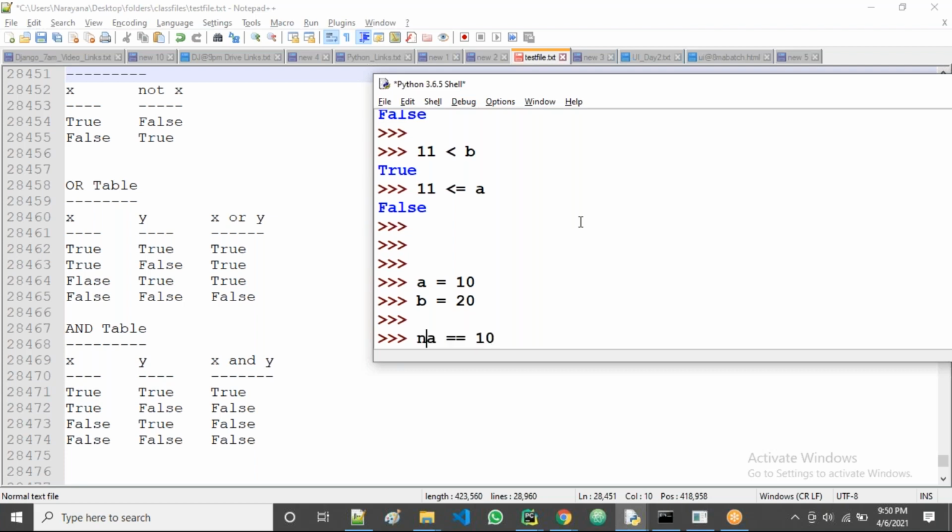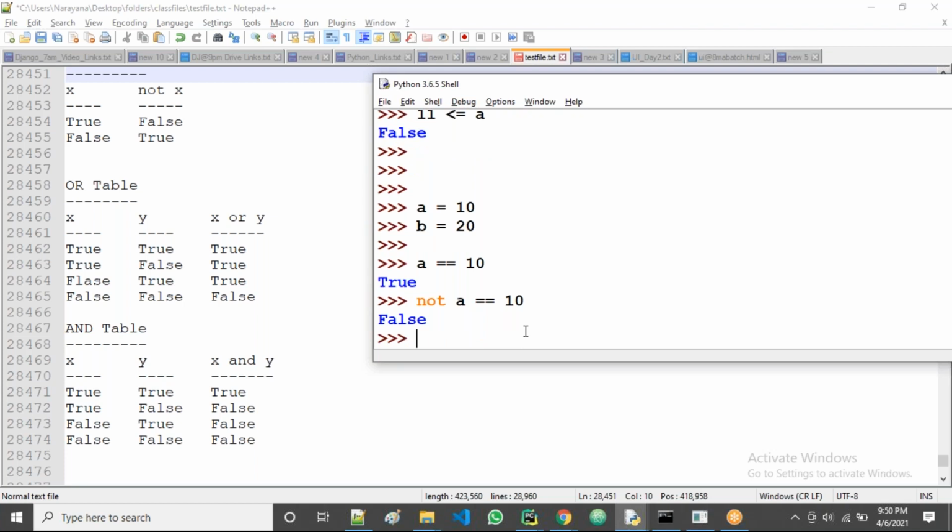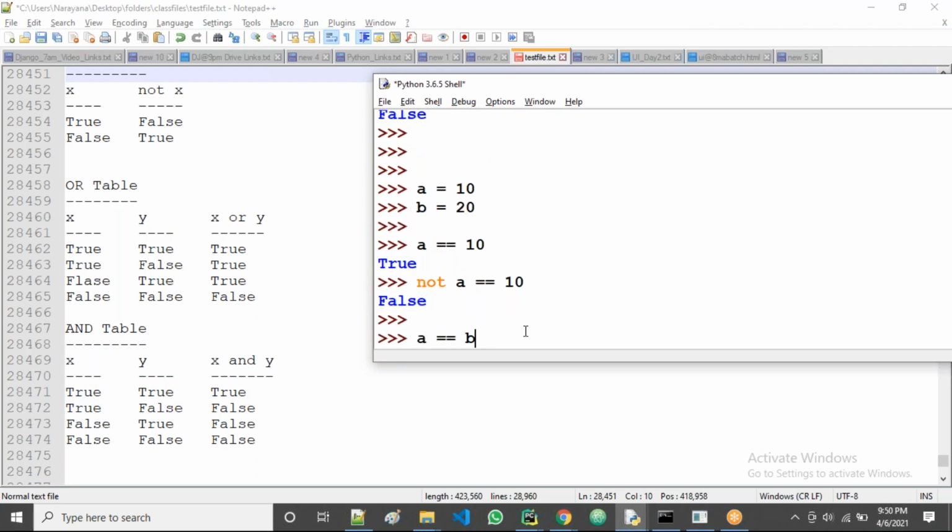And before this one I take the NOT. Actually this is true, right? Before that one I will take the NOT, guys. Then tell me now. So this is true, so NOT true means which one? Opposite, right, guys? False. Okay, false. Now A double equal to B. Tell me now, true or false, guys? All of you reply. So A equal to B, is it true or false?